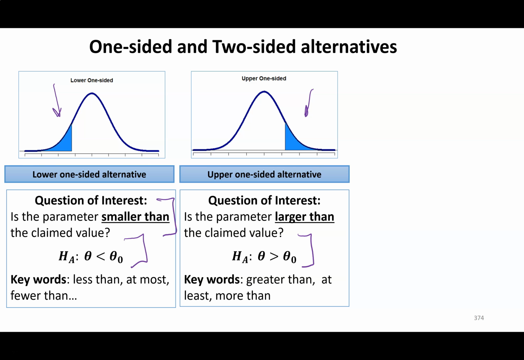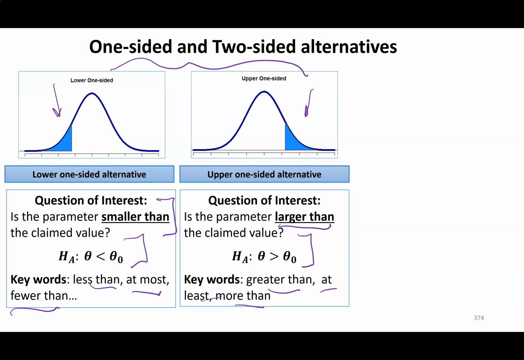So you might want to say, oh, what is the probability that the average is smaller than, or less than, or at most fewer than? There's that kind of language. There's more ways to say it, but those are some very common ways. Versus larger than. You might look at higher than, greater than, at least, more than. There are a lot of ways to say this. So these two, you use these when you suspect that it's either higher or lower than claimed.